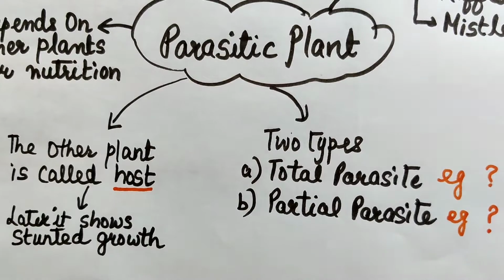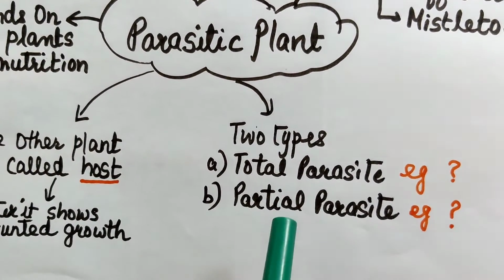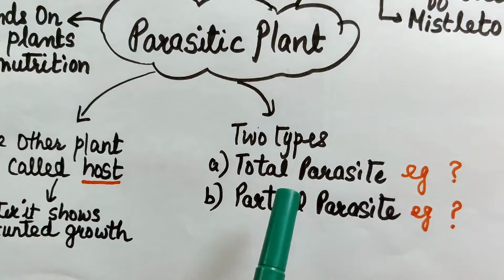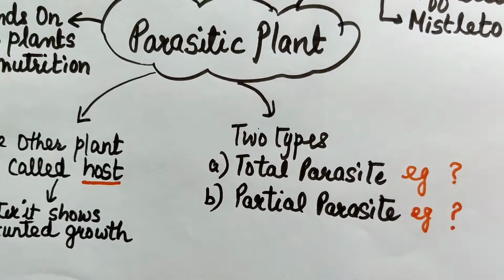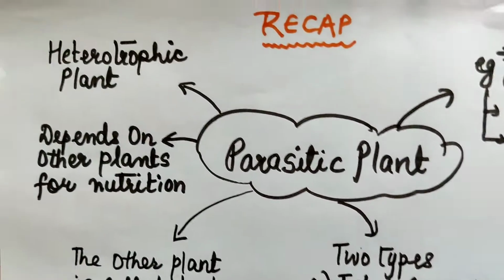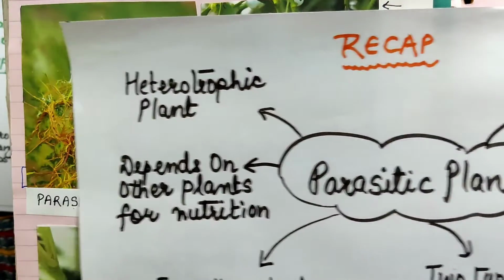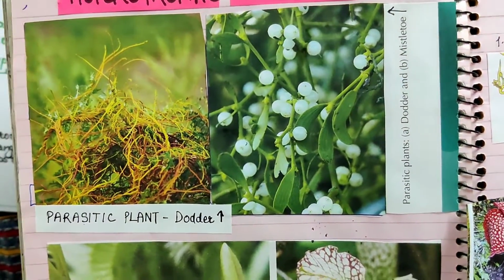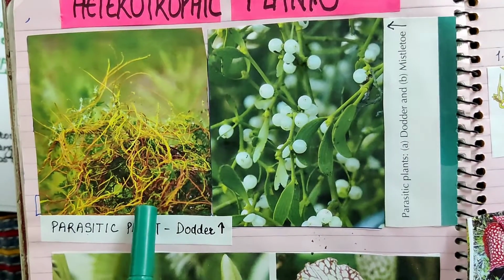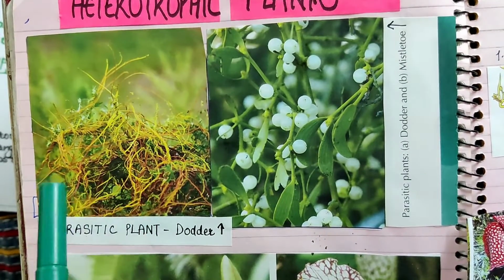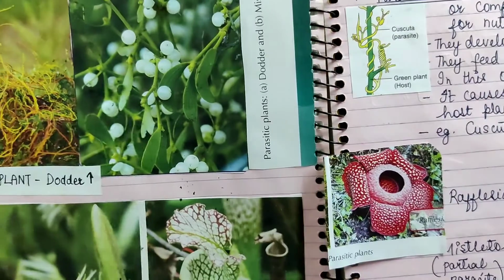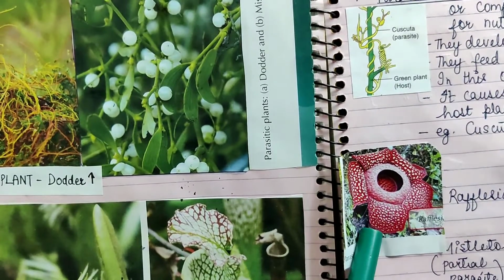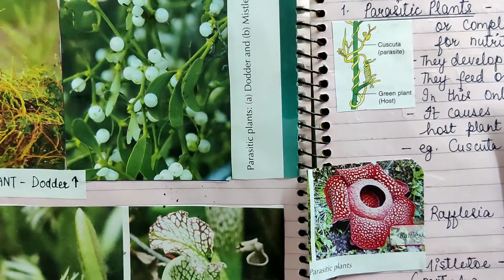Now the question comes, you can write it in your chat box: give examples of a total parasite and give an example of a partial parasite. Hope you have understood this heterotrophic nutrition. The picture is clear in front of you. This is the dodder plant, amarbel, cuscuta. This is mistletoe. And this is Rafflesia, the biggest flower. Thank you, class.